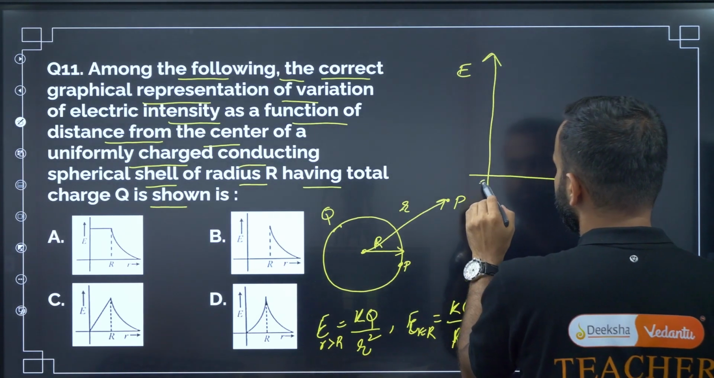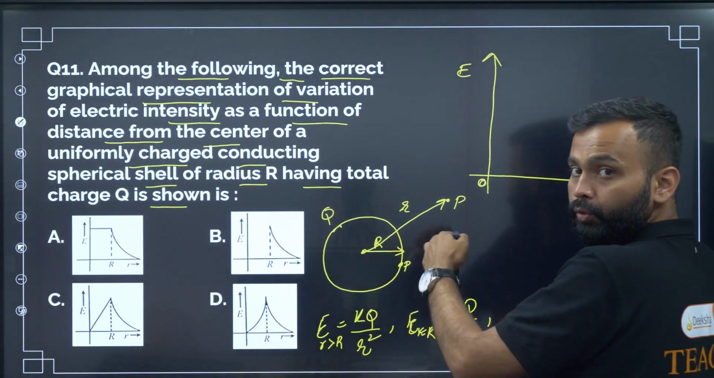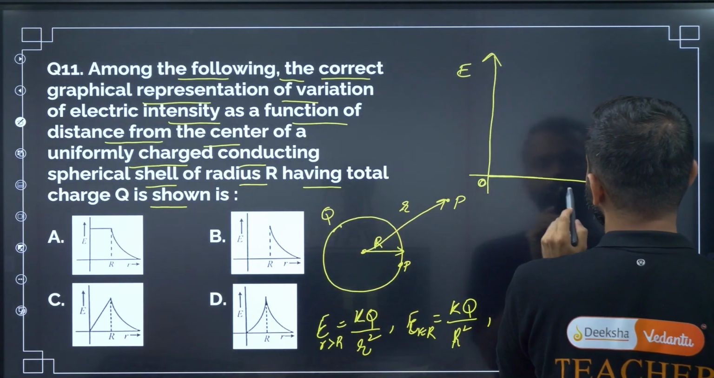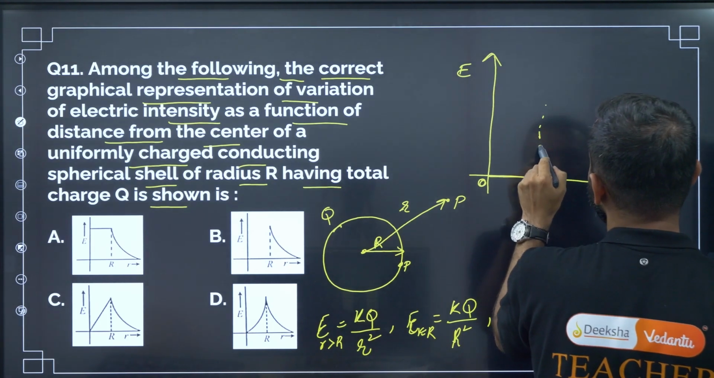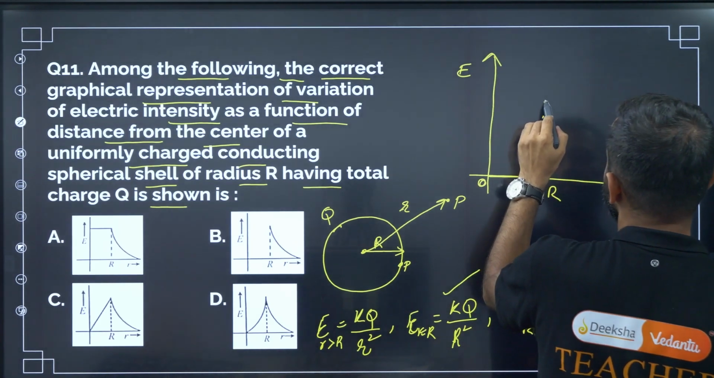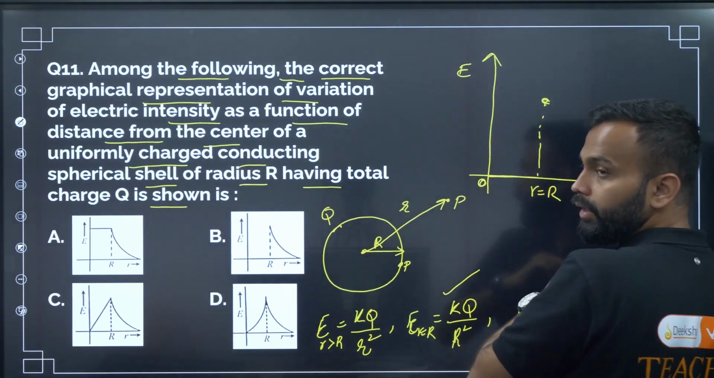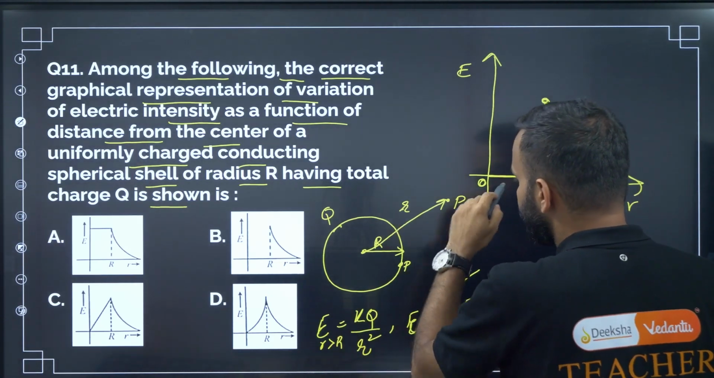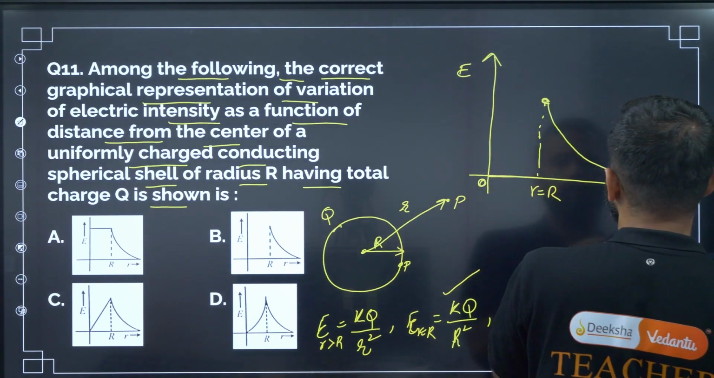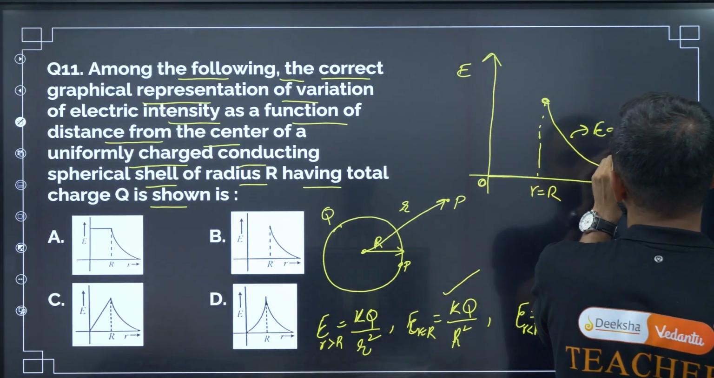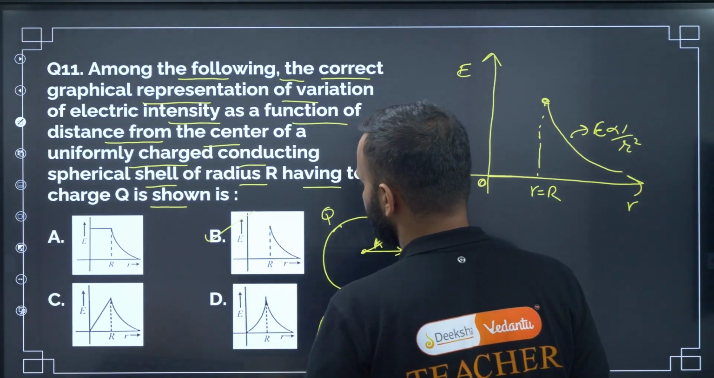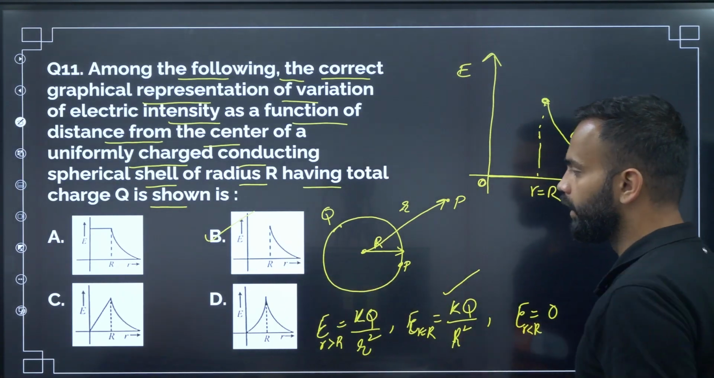Here, from the center of the spherical shell to the surface of the spherical shell, the electric field is 0, right? On the surface of the spherical shell, the electric field is kq by r square. Outside the spherical shell, the electric field is kq by small r square, right? It decreases like this. Here E is inversely proportional to small r square. So the correct option is B. This is the correct graph.